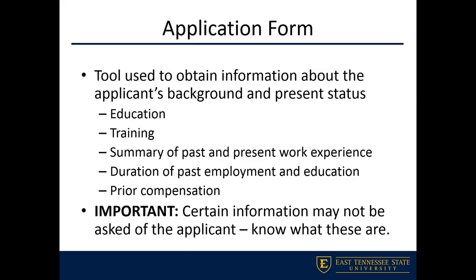Some things, particularly on the application form, you cannot ask: race, color, sex, disability, religion. You cannot ask about their national origin, their marital status, like we said, or if they have children. But usually during the interview process, your applicants will reveal this information to you just in conversation. Just be careful that you're not asking particular questions like that.